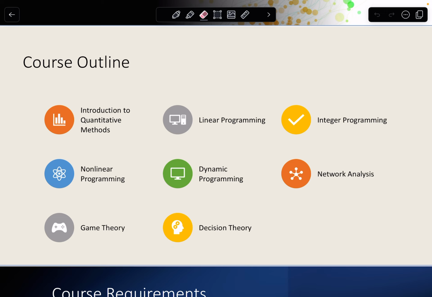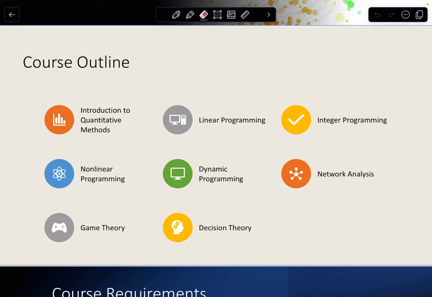And then we'll proceed with integer programming. Similar to linear programming, we're just limited to integer numbers. Then we have nonlinear programming as well as dynamic programming. And once we are done with that, we'll proceed with network analysis, game theory, as well as decision theory. So this would be the course outline.